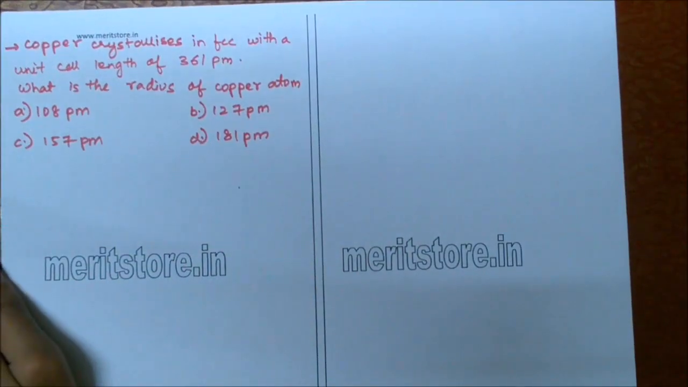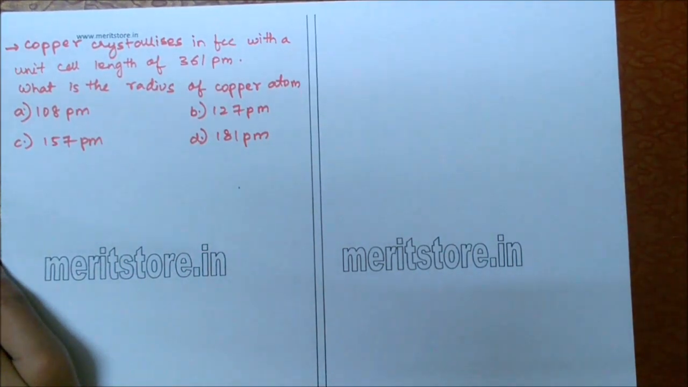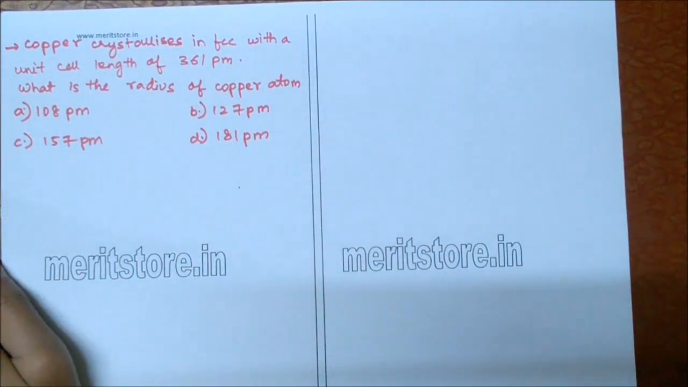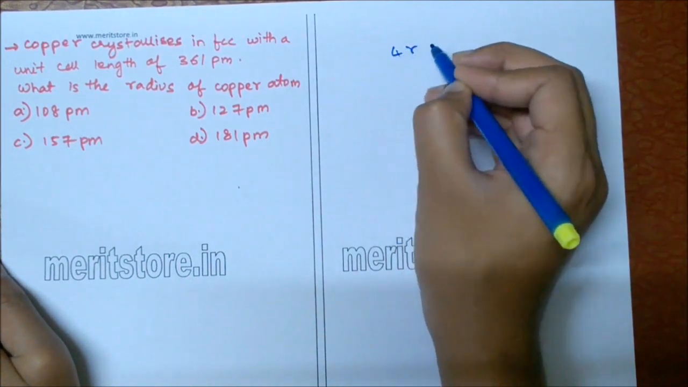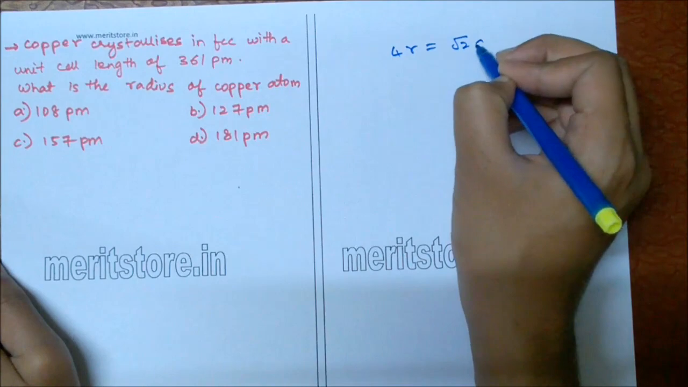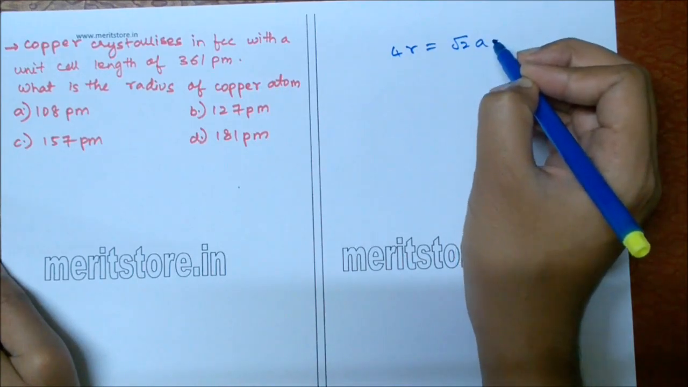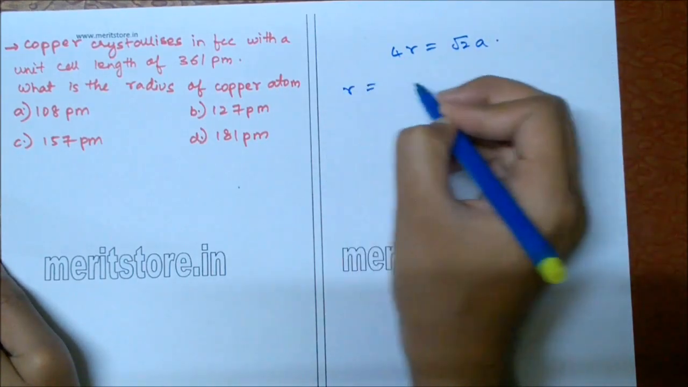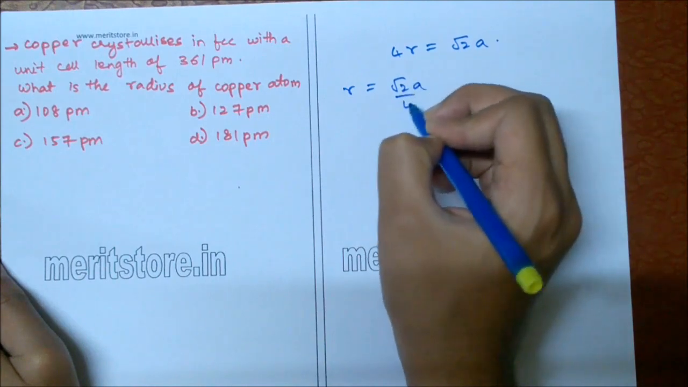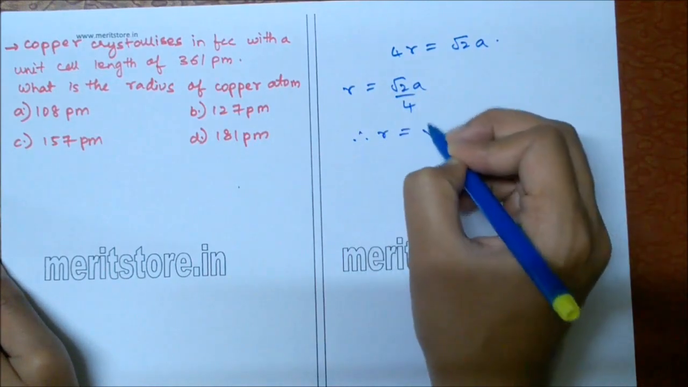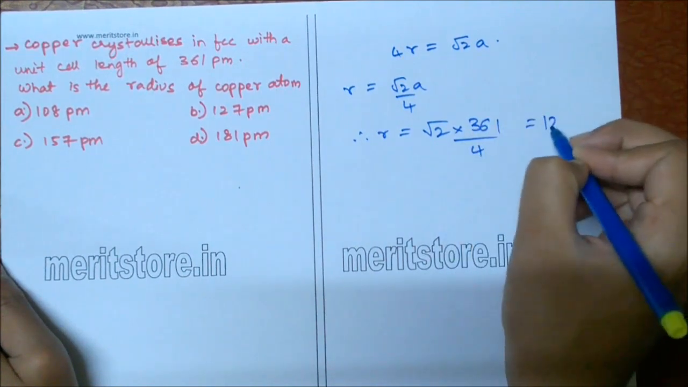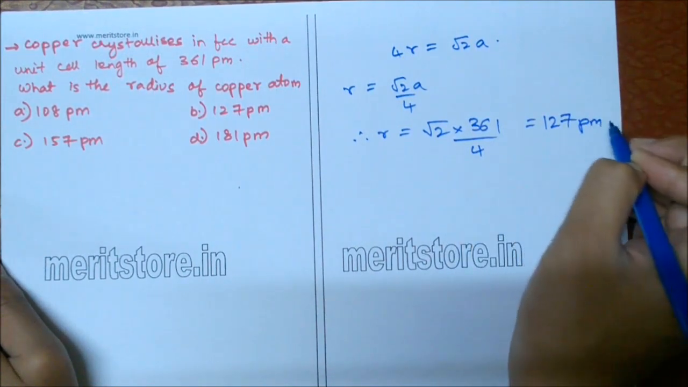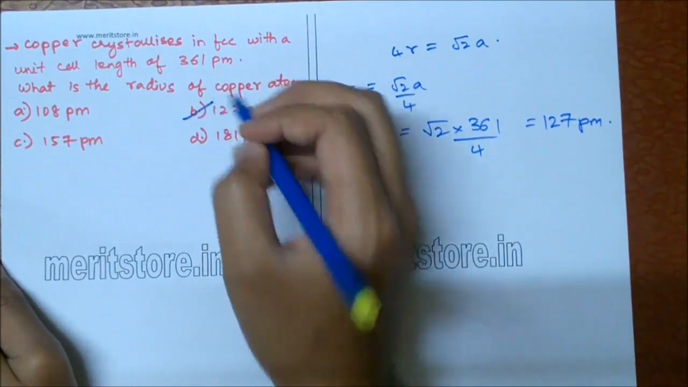Copper crystallizes in FCC with a unit cell length of 361 picometer. What is the radius of the copper atom? In an FCC unit cell, 4r = √2 a, where r is the radius of the copper atom and a is the edge length. So r = √2 a / 4. Therefore r = √2 × 361 / 4, which is equal to 127 picometer. So option B is the correct answer.